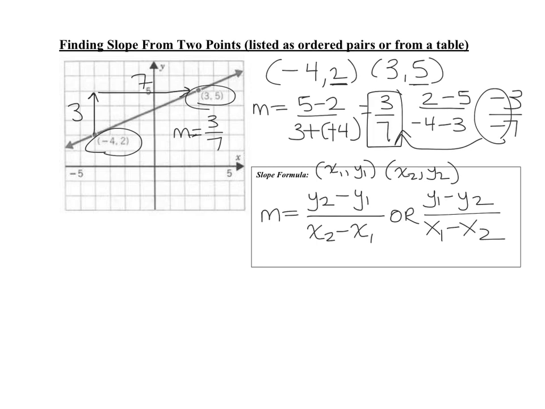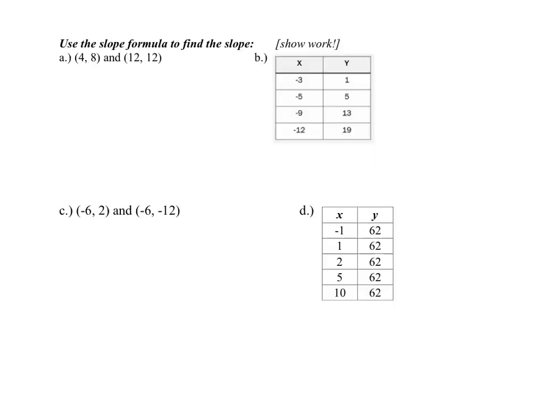So that's just meaning take the first y value, subtract the second y value, take the first x value, subtract the second x value. And then you get your slope. You just have to remember to reduce it. All right, so using the formula, letter A. If you want to stop the video and just try it, totally fine. I'm going to do it both ways for this first one.